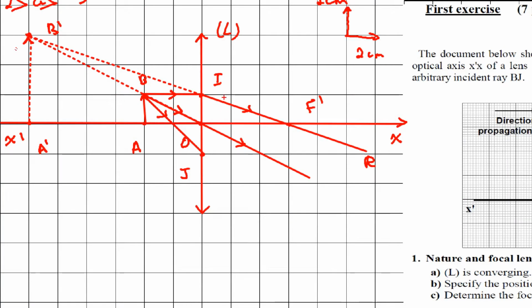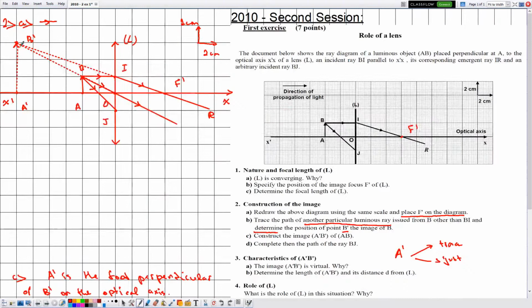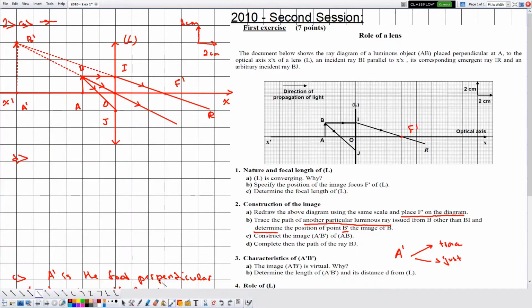So notice that all the emergent rays emerge as if coming from the image B prime, and with no exception, the emergent ray corresponding to this ray BJ will emerge as if coming from the image B prime. Here in the question they told me complete, so no need to justify, but it's better to justify. So now in part D, first let's do the tracing.